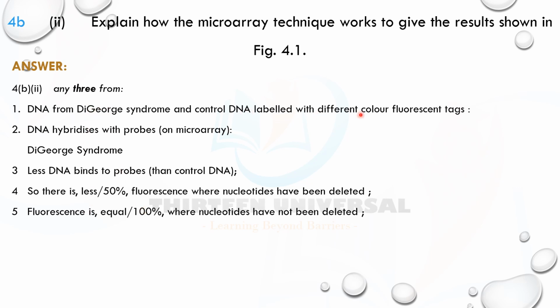So you must label them, and you must allow them to hybridize. And then when you hybridize, you now use the information given. Of course, less DNA will bind. So the one that has less, 50%, means genes have been deleted for this person, the judge. The one that has 100%, genes have not been deleted. All right, just 3 marks.